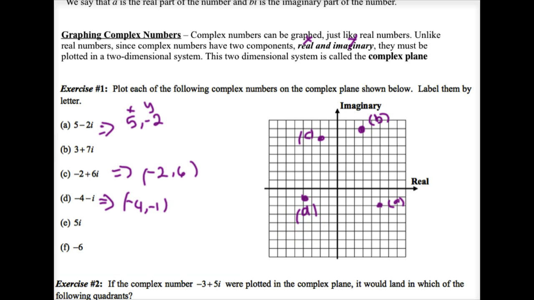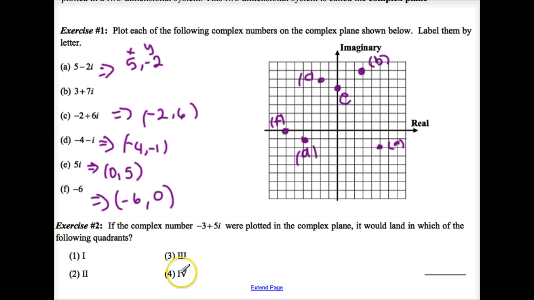This is my D. 5i: remember, the i is your imaginary. So in this case, we have 0 comma 5. So this is my 0, then 1, 2, 3, 4, 5 up, right here. This will be my point E. Why is the 0 here? Because there is no real part. This is my imaginary part, which is your y. And then the last one becomes negative 6 comma 0. This is my real, and there's no imaginary. So at negative 6, which is all the way here, it's 0. This is my F. So think of graphing these points just as you would graph a coordinate pair.